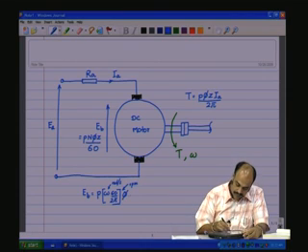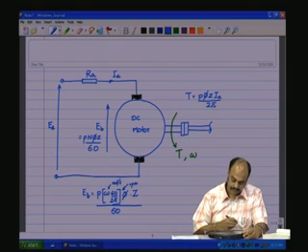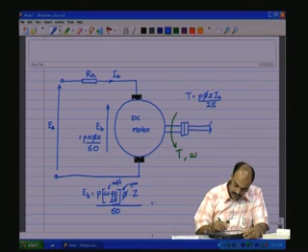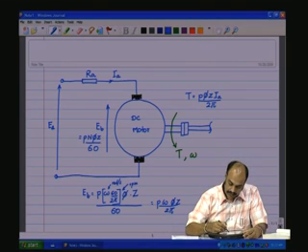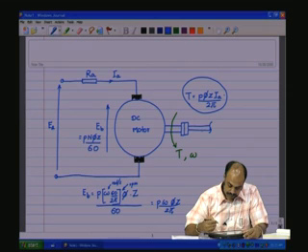into phi into Z, total number of conductors in the armature, phi is the flux per pole, P is the number of pole pairs, divided by 60, which gives you P omega phi Z by 2 pi, and torque is also given by P phi Z Ia by 2 pi.